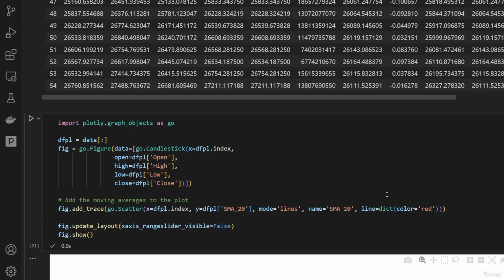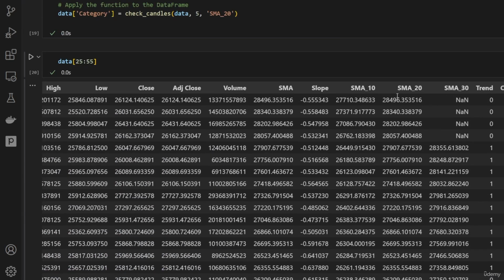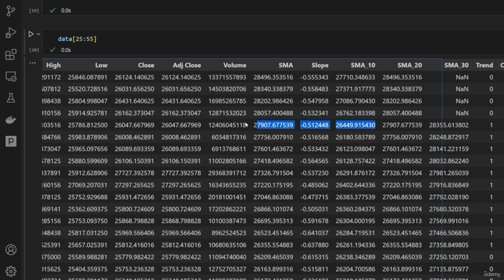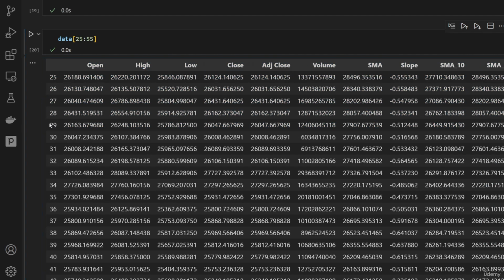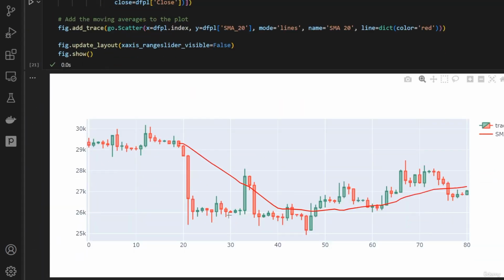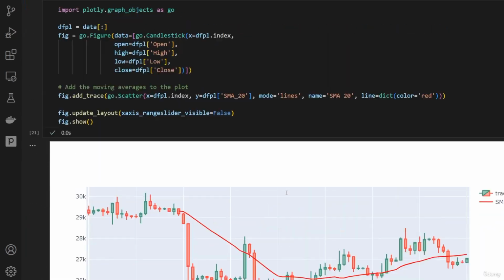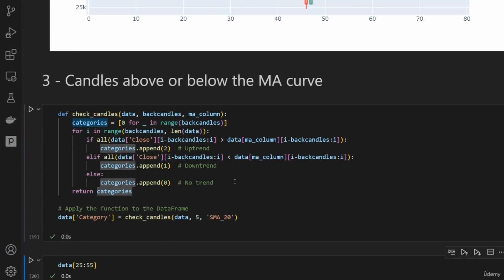Let's try and verify with another example. Let me check the last column. So we have 1 here, for example. So this is 29, candle 29 has a downtrend signal. 29 is around here, and it's true, it's a downtrend because the 3 or 5 previous candles were below the moving average curve. So we are in a downtrend. And this is how we validated that it's working fine. Our function or our indicator is working well.